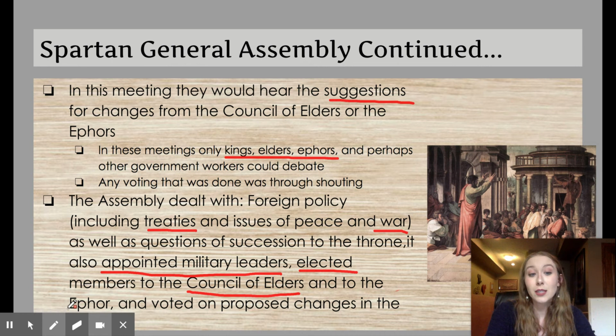They also get to elect members of the Ephor, okay? So they also get to elect those guys. So they really get to do a lot of appointing and electing of different people to different positions. That's a big part of the General Assembly.